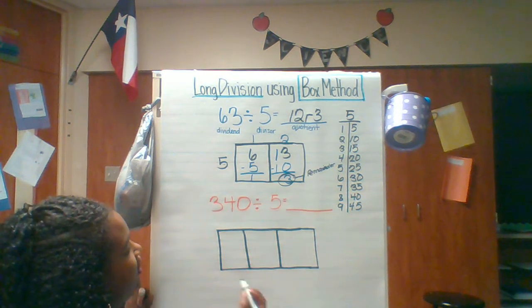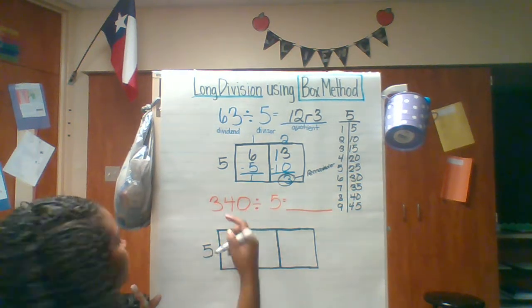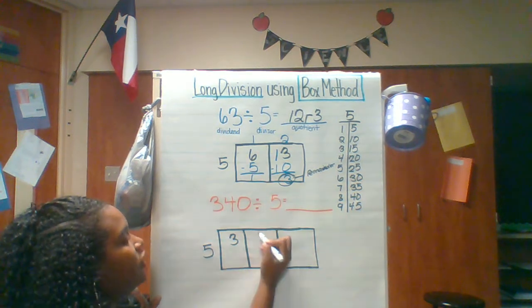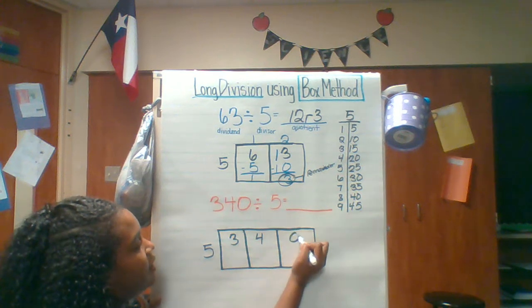I know that my divisor is 5. And then I'm going to put my digits into each box. I have a 3 representing my 300, a 4 representing my 40, and a 0.